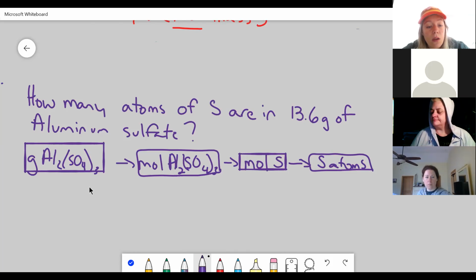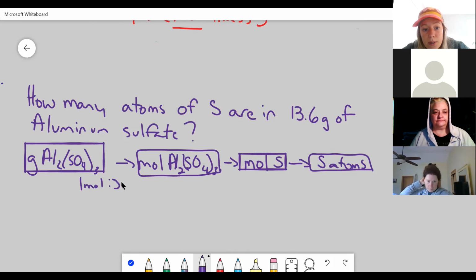342. So 1 mole of the aluminum sulfate is equal to 342.15 grams. I'll give it 2 decimals.